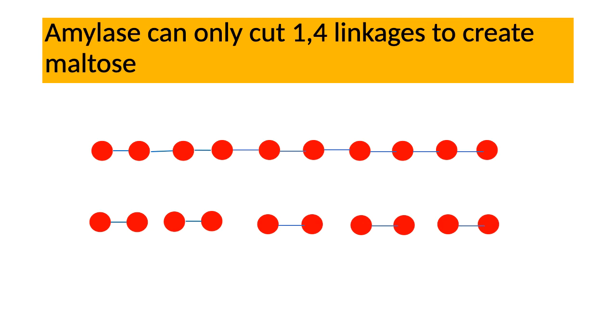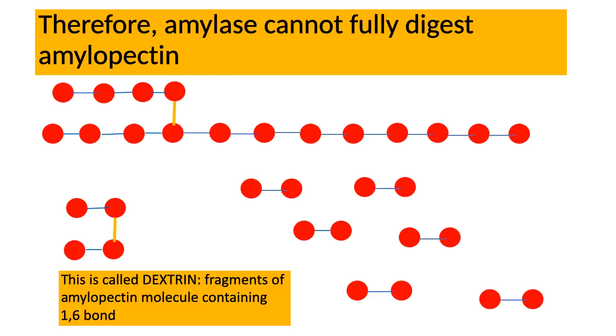You have learned in the previous subchapter that to digest starch, you need amylase. Amylase will cut the starch into maltose. So you can see from this picture, imagine this is amylose, a long chain of glucose. Amylase will cut this amylose into maltose, disaccharides. Therefore, amylase cannot fully digest amylopectin.